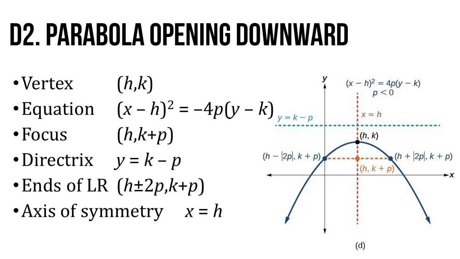Lastly, when the parabola opens downward and has vertex (h, k), the standard form of the equation is x minus h squared equals negative 4p times y minus k. The focus is (h, k minus p). The equation of the directrix is y equals k plus p. The ends of the latus rectum are (h plus or minus 2p, k minus p). And the equation of the axis of symmetry is x equals h.